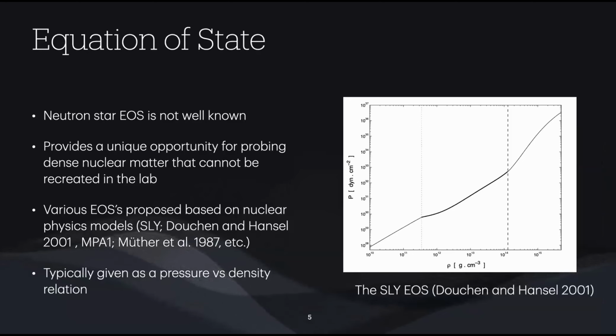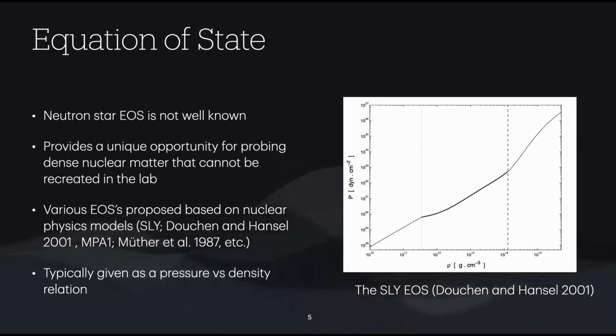What an equation of state really is, to give you a high-level overview, it's a representation between pressure and density. So it tells you, for a small change in density, what change in pressure do I get? And it's typically given as one of these plots like this. These plots come from complicated nuclear physics models that I don't understand, but you can read the papers, some of them listed there if you're interested.